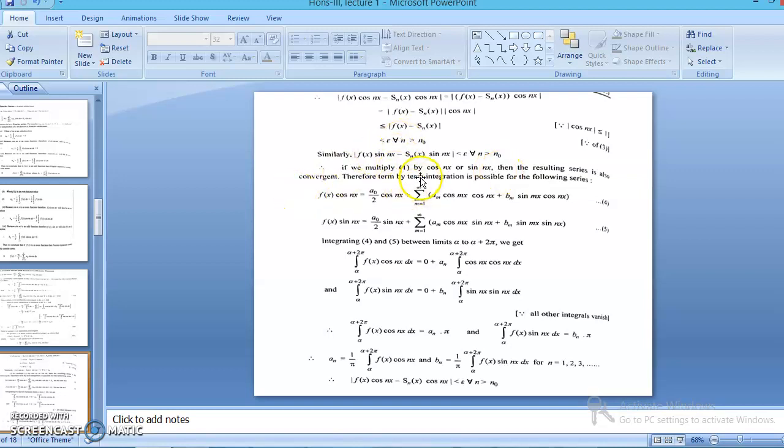That means if we multiply the series by cos nx and sin nx, then the resulting series is also uniformly convergent. So term by term integration is possible. So if we first multiply the given series by cos nx on both sides and by sin nx on both sides, then integrate these two equations as in the previous case and use the results of definite integration, we come out with the result that an is equal to this value and bn is equal to this one.